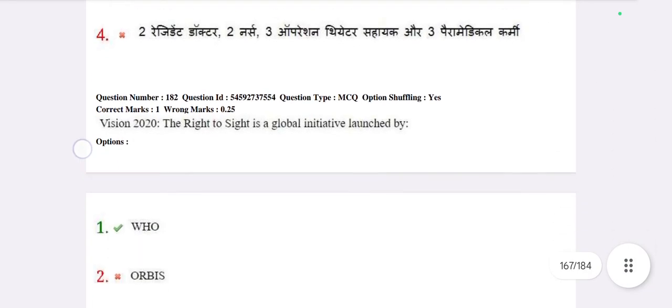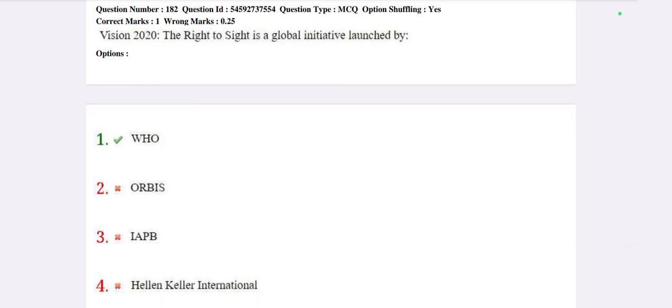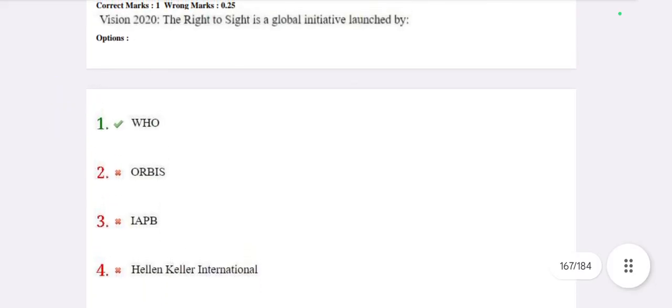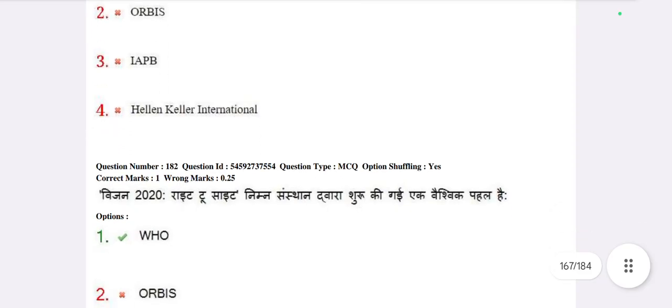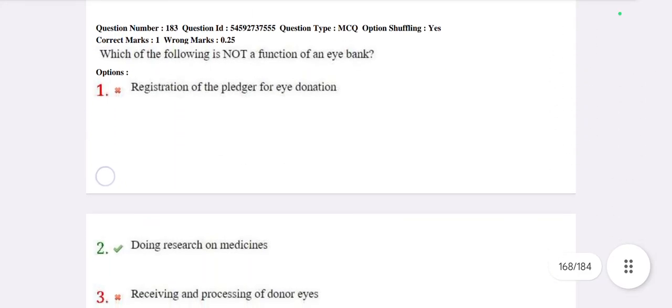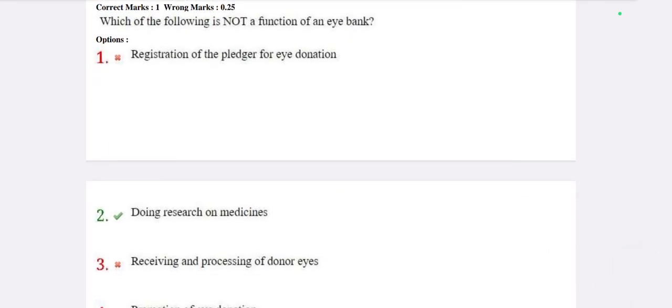Next question is, Vision 2020, the Right to Sight is a global initiative launched by? Correct answer is WHO. Next question is, which of the following is not a function of an eye bank? Correct answer is doing research on medicine.